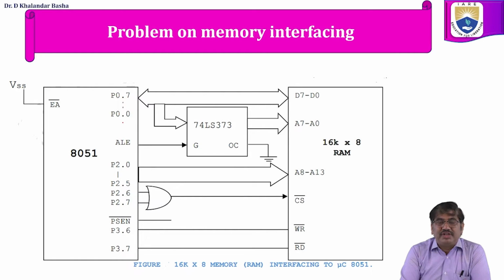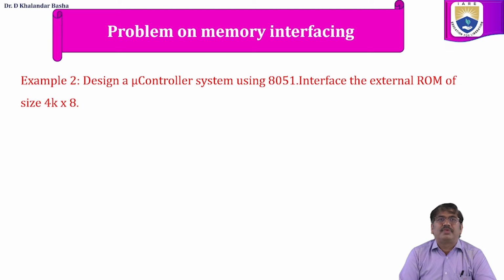So the interface diagram we can see is for interfacing 16K by 8 RAM. Port 0 is used for the address and data lines A0 to A7, whereas from port 2, as we require only 14 address lines, A8 to A13 will be used. The A14 and A15 lines are used for the chip select. However, as it is a RAM, we are going to have both the read signal as well as the write signal as the control signals for read and write operations.